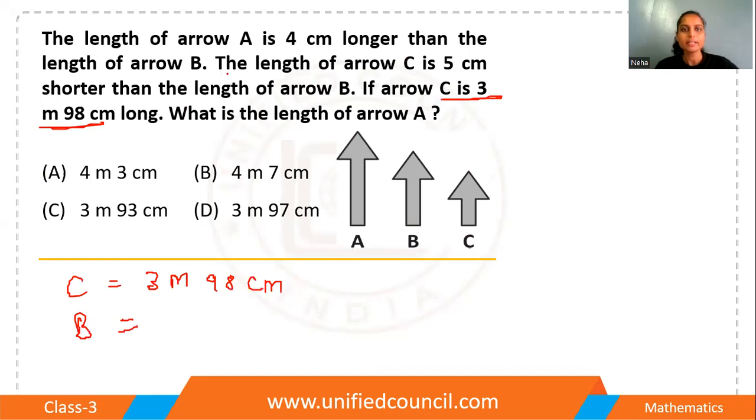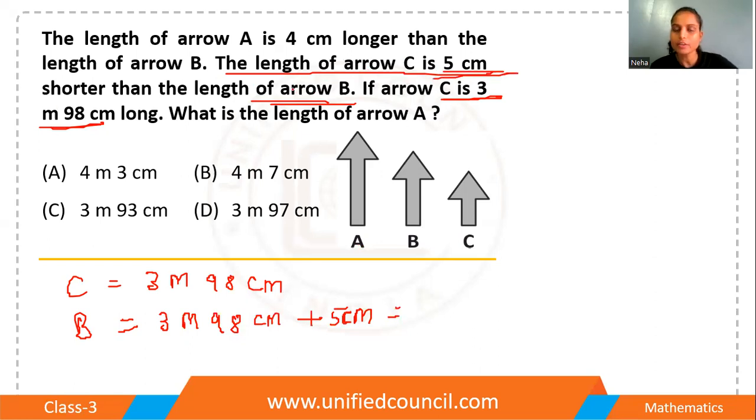As we can see that the length of arrow C is 5 meters shorter than the length of arrow B. Right? Arrow C is 5 meters shorter. That means the arrow B is 5 meters longer. That means this is nothing but 3 meters 98 centimeter plus 5 meters. Right? So just add the meter with meter. Okay, so this is 5 centimeter. This is not meter. This is 5 centimeter. The length of arrow C is 5 centimeter shorter than the length of arrow B. Okay, so 5 centimeter I have to add.